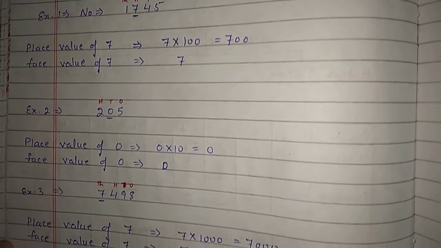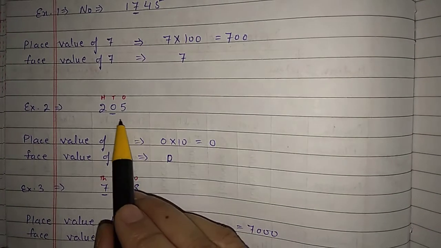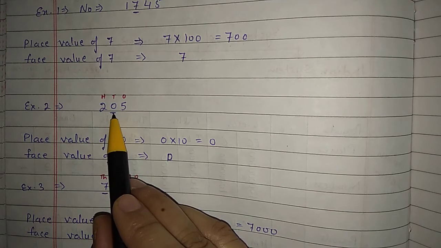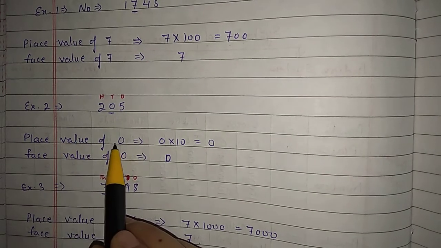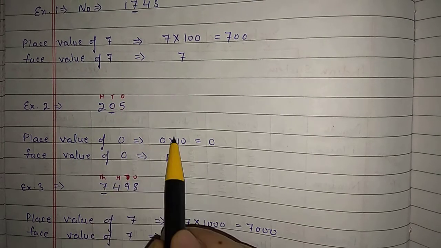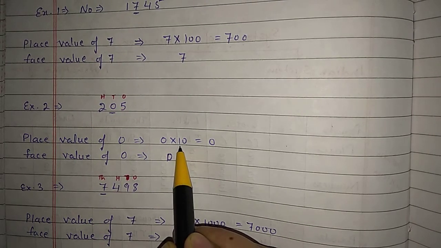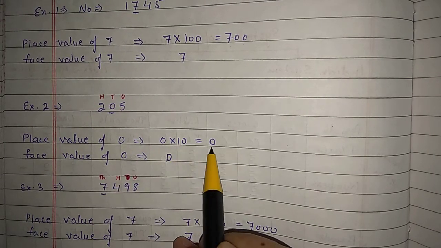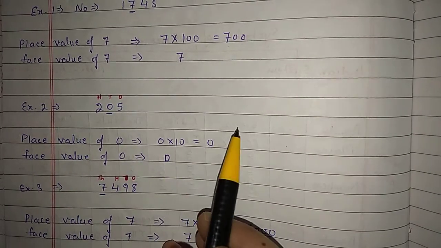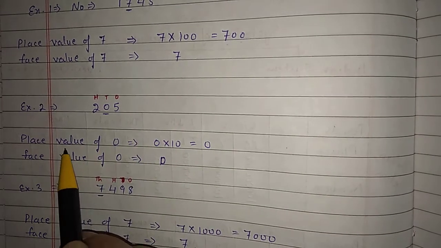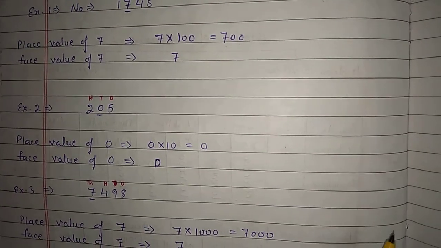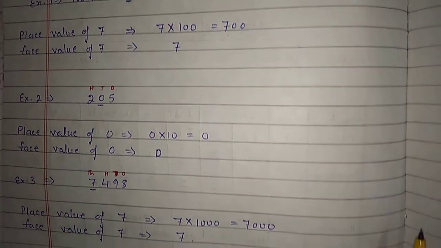One more example. The number is 205 and we want to find out the place value and face value of 0. So the place value of 0 will be 0 into, this 0 is at the 10 place, into 10. If we multiply any number with 0, the answer will be 0. So it will become 0. The face value of 0 will be 0. So always remember, the place value and face value for 0 will be the same. One more example.